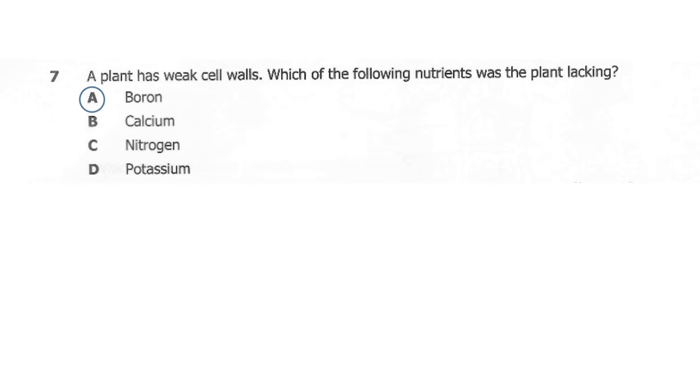The correct answer here is A, boron. So boron will actually make the cell walls stronger. So the correct answer here is boron. Well done, chat. That is the correct answer. Okay.